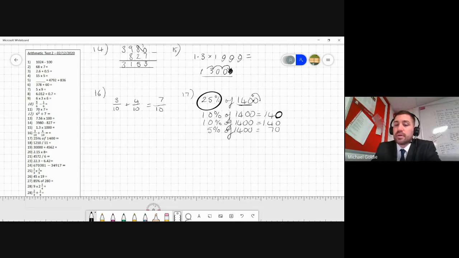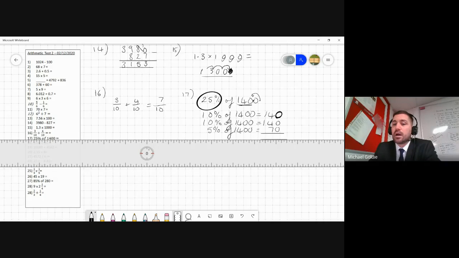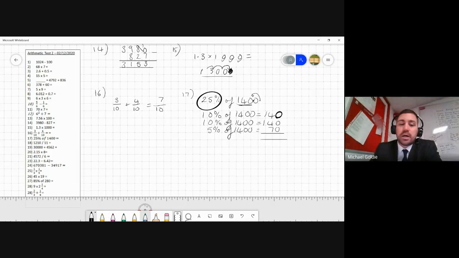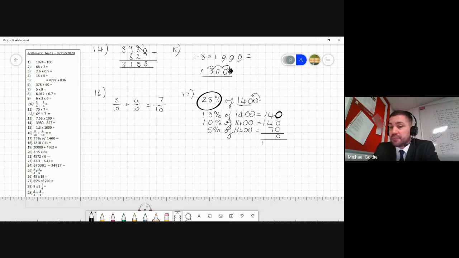And then all you do is get them in a column and add them up. 0 add 0 add 0 is 0. 4 add 4 is 8. Add 7 more is 15. 1 add 1 is 2. Add 1 more is 3. Your answer to 25% of 1,400 is 350.